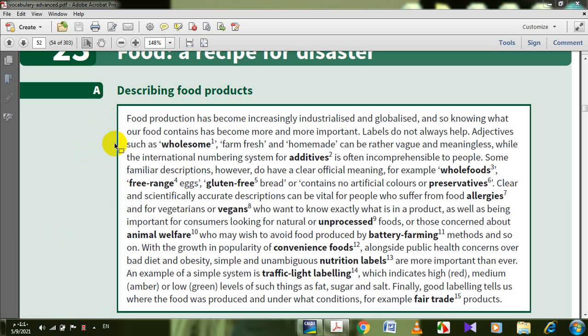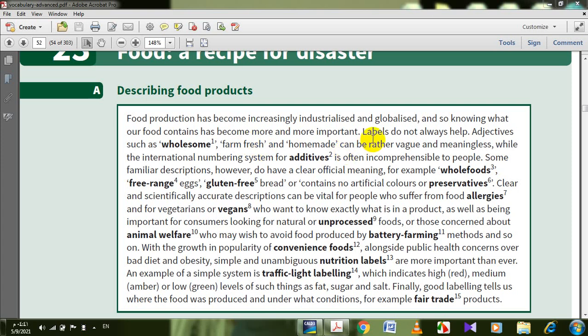Okay, let's go from the beginning. Food production has become increasingly industrialized. Industrialized means based on industrialism and technology. Okay, so it means it is made industrial. Globalized means become worldwide. Okay? And so knowing what our food contains has become more and more important.